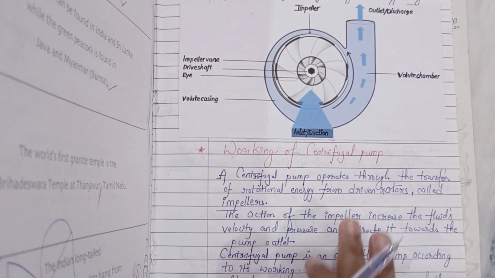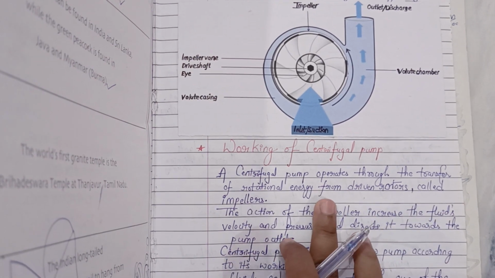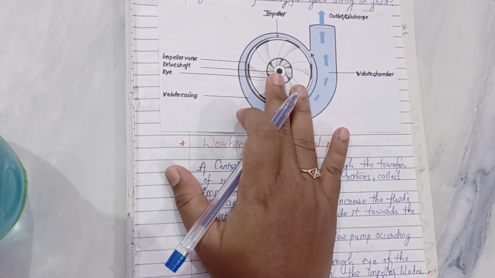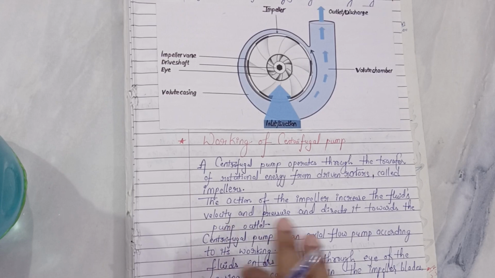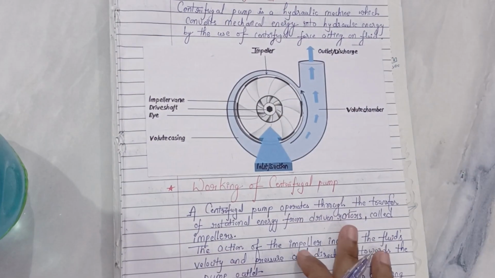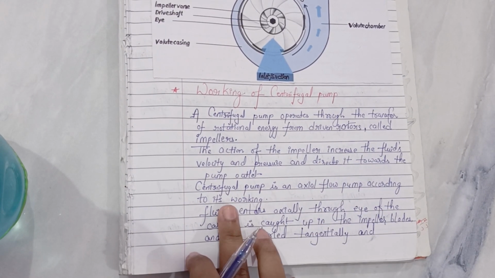A centrifugal pump operates through the transfer of rotational energy from the drive rotor called the impeller. This is the impeller of a centrifugal pump. The action of the impeller increases the fluid velocity and pressure and directs it toward the pump outlet. Centrifugal pump is an axial flow pump according to its working.